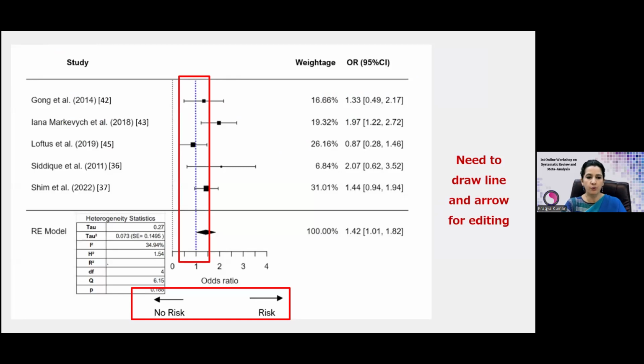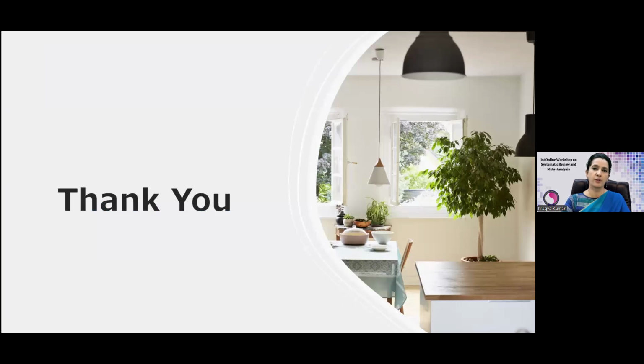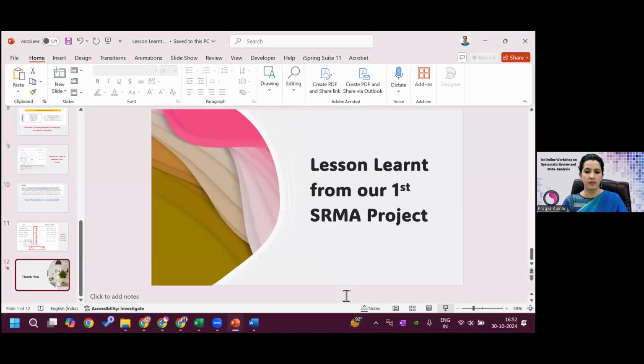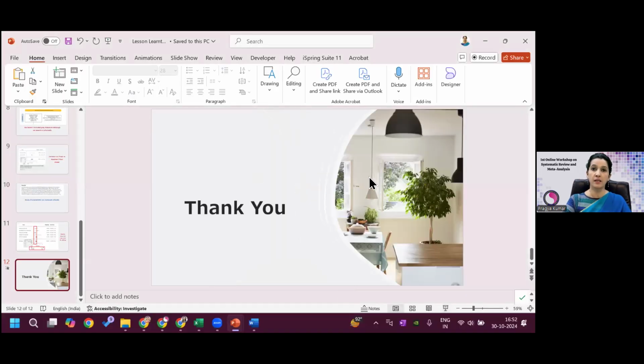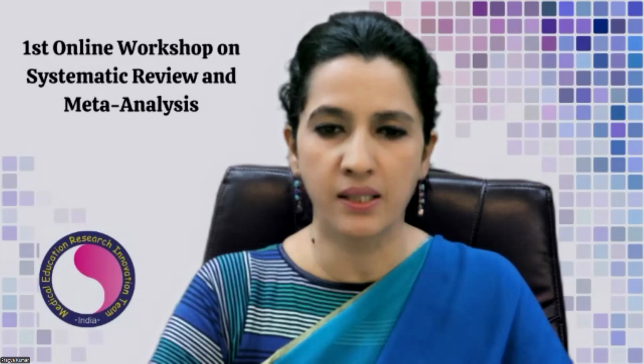And this I have shown you regarding plotting of an additional line, because Jamovi gives this 0. But for relative risk or odds ratio, we take 1. So you have to draw one line here and again indicate increased and decreased risk. So these were some of the lessons learned from our systematic review. Since we have learned a lot of lessons in the first one, we will definitely improve in the second one. So this was from our side.